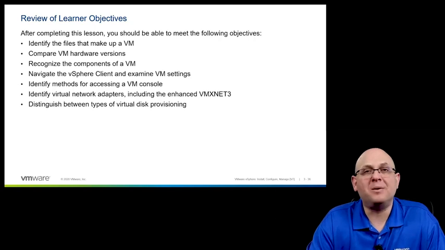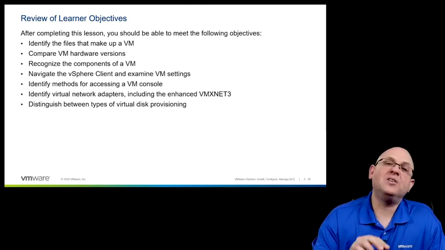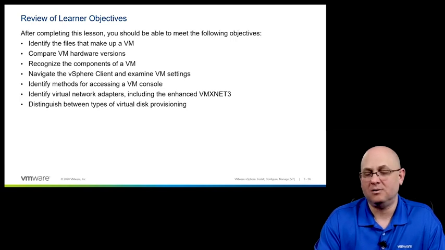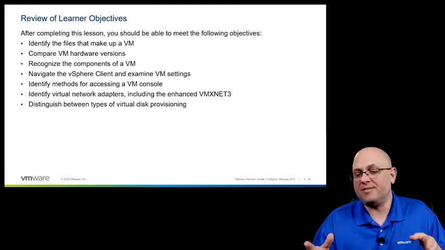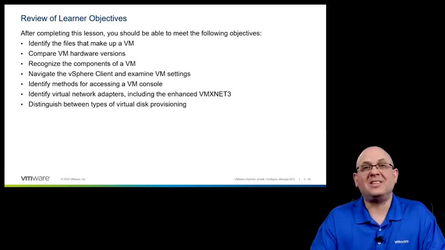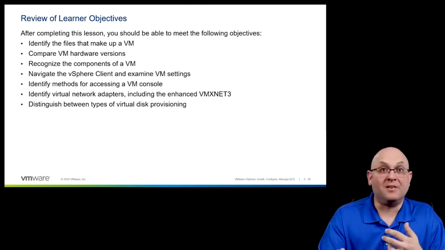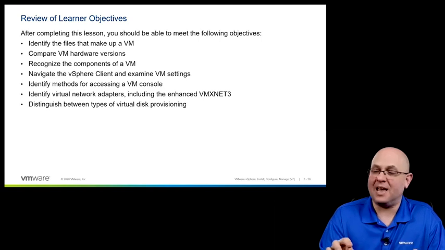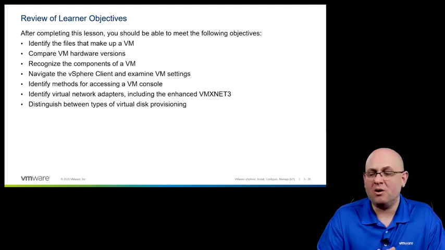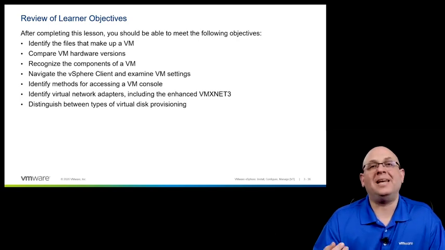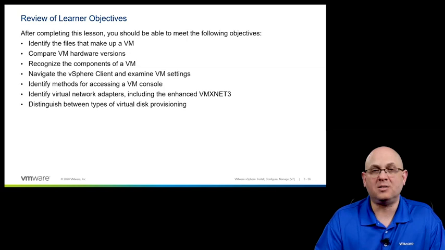Once that's complete, you've completed lesson number 2 in module number 3. We've looked at the files that make up your virtual machine. We've looked at the different versions of VMware hardware, those different versions of the virtual motherboard. We've looked at the different virtual components of a VM. We've looked at the vSphere client so that we understand what to look for as we're examining the virtual machine. We've got an example of how we might interact with that virtual machine through the console.